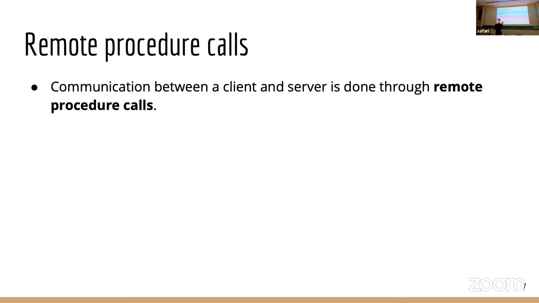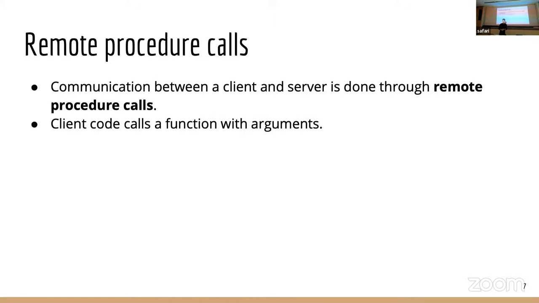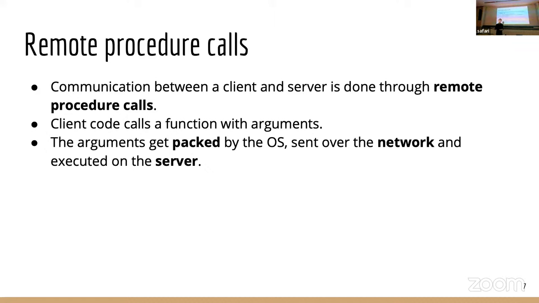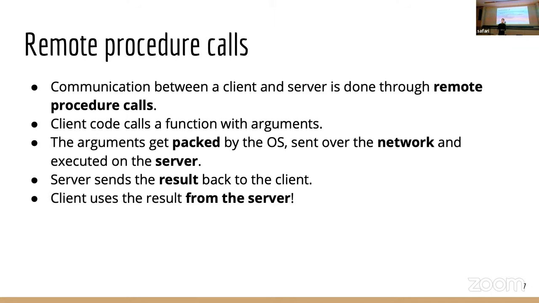So far, we've seen only one process, but what happens in our system if there's more than one process? Well, first, let's think about an abstraction of a client and a server. Sometimes when a client has a function that it wants to execute but has not implemented, it can execute this function through something that is called a remote procedure call. The client calls this unimplemented function with some arguments. Then afterwards, these arguments get packaged by the operating system, sent over the network, and then get executed on this server that has implemented the function. Afterwards, the server sends back the result, and the client can use the result immediately.